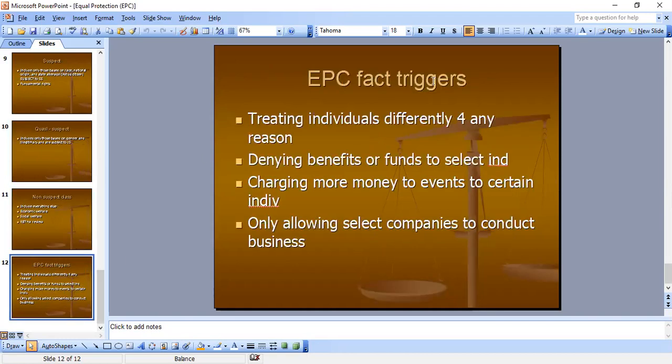Now, the EPC fact triggers on MBEs and on essays are if you see treating individuals differently for any reason at all, denying benefits or funds to selected individuals, charging more money to events to certain individuals, only allowing select companies to conduct business. So all of these are fact triggers that I've seen when I go through my MBEs and essays. Okay, so let's go ahead and do our chart.